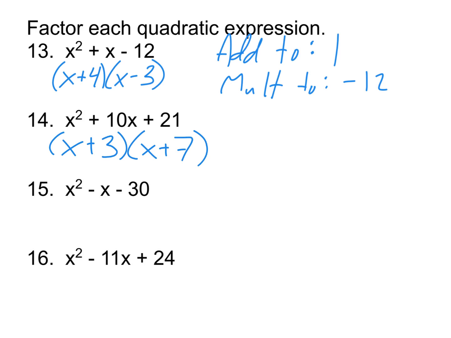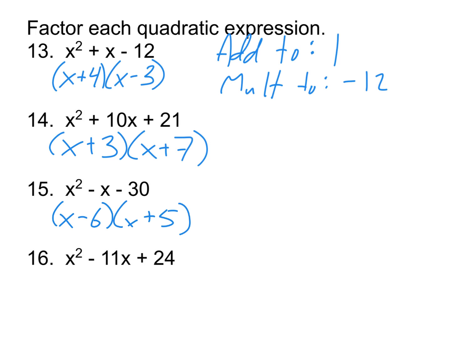Okay, there's number 14 for you to check. So 15 is actually a lot like number 13. Our two numbers have to be 1 apart. And so we end up with x minus 6 times x plus 5. Because we're adding to a negative 1 there.